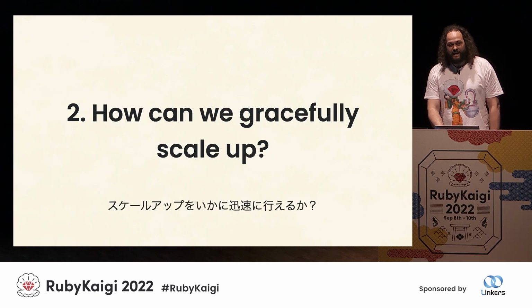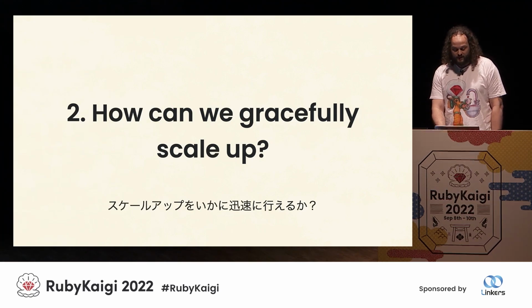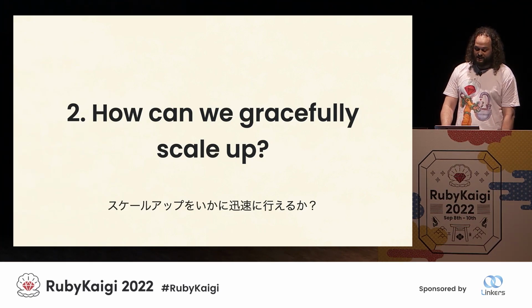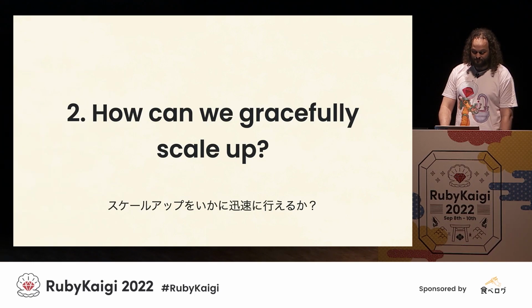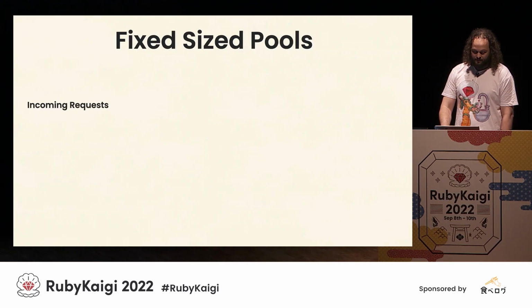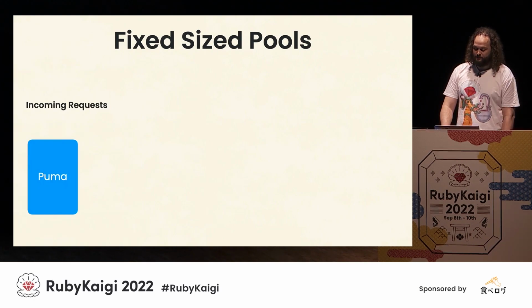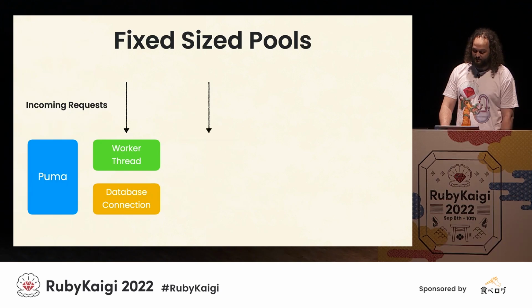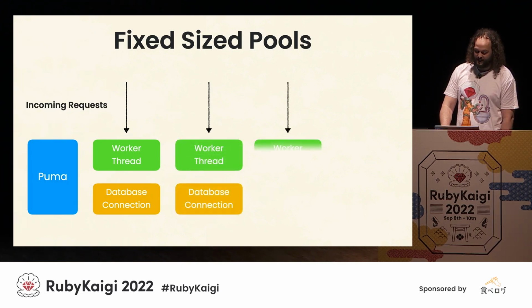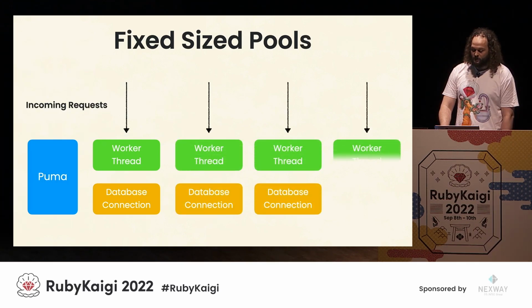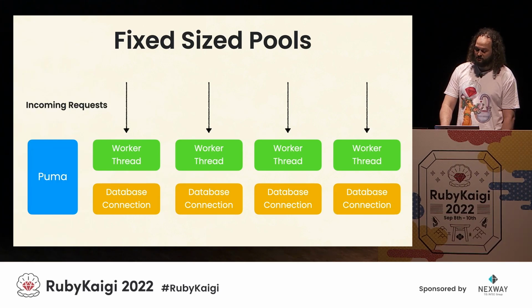Question 2, how can we gracefully scale up? As web applications grow in complexity, it's important to be aware of the different parts that limit scalability. Fixed size pools can cause major performance issues. Puma has a fixed number of workers, which limits the number of simultaneous requests it can handle. Active Record also typically has an upper limit tied to the number of threads. But this arrangement can be tricky to churn and doesn't respond particularly well to changing requirements.